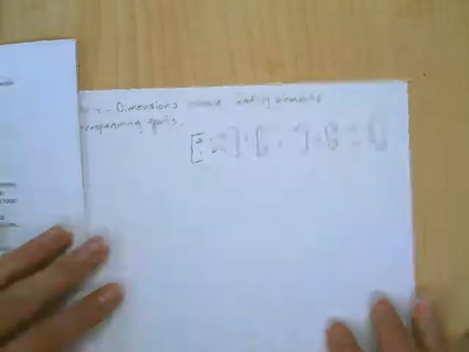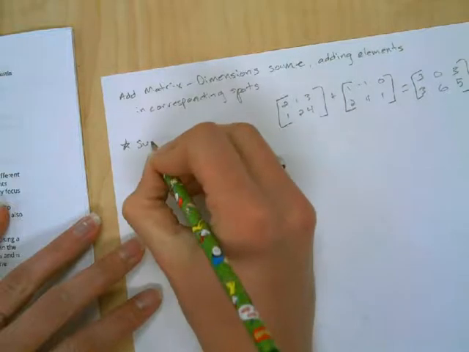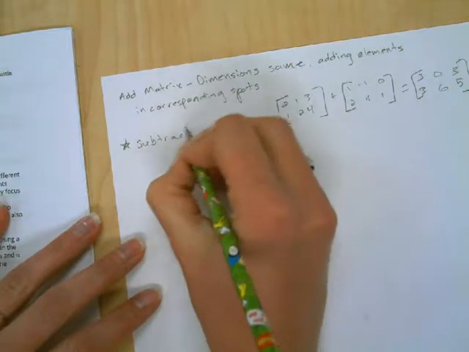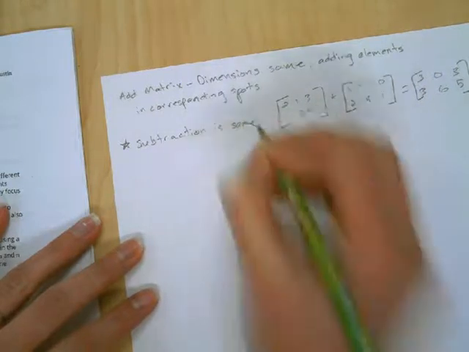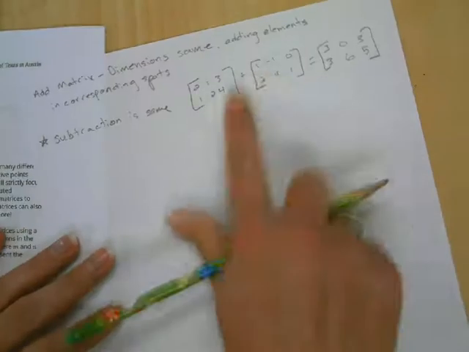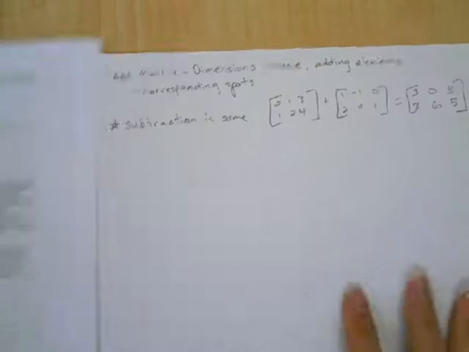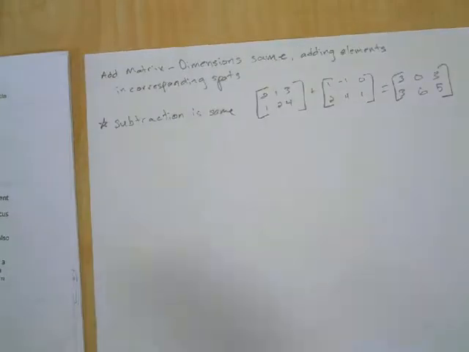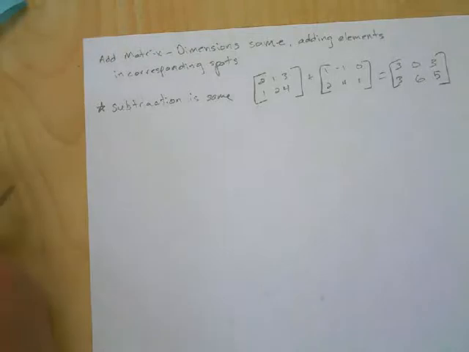And then if you want to make yourself a note there, subtraction is the same. So subtraction is the same thing, only you subtract instead of add the numbers. So you would subtract everything in that second matrix there. Adding and subtracting seemed like everybody had that on the quiz for the most part. But the dimensions do have to be the same. Super important there.